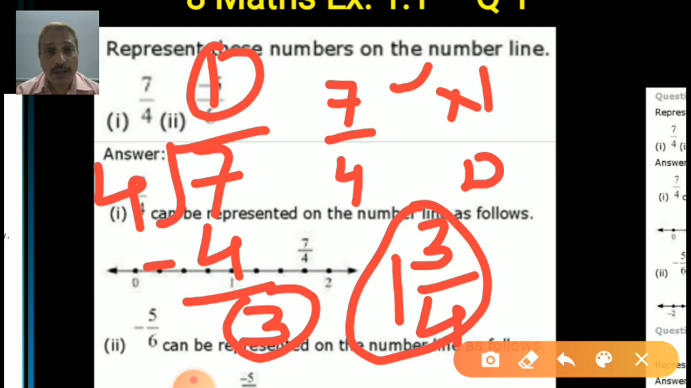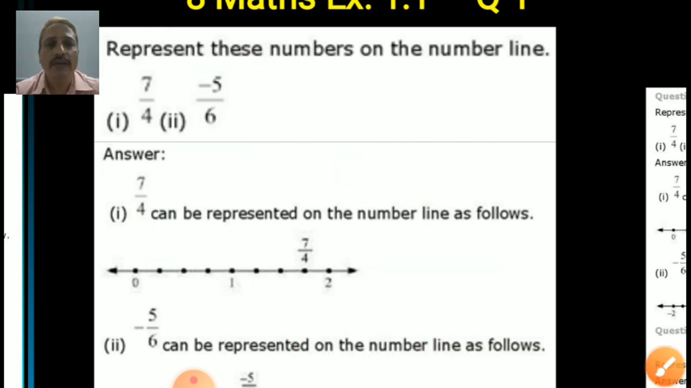Why did I do this? Does anyone have an idea? Yes, my dear students, the idea is to find where my number is lying. My number will lie between 1 and 2, because 1 is the whole number and then after that 3 by 4. Is it? Yes. Or we can say it in different ways, a second way is also there. Mathematics has so many ways to get the answer.